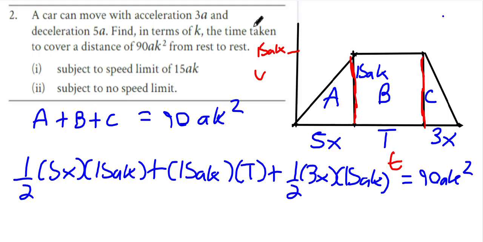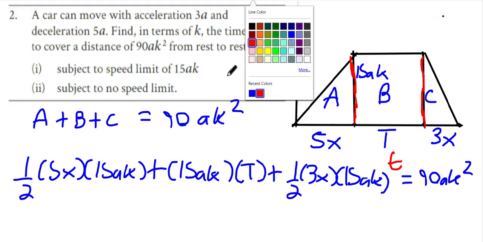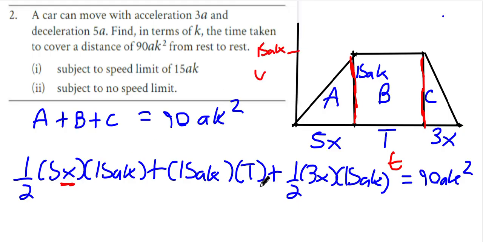Now, my problem is I have too many variables, and these x's and that t, they don't belong. They're not meant to be there. So I'm going to have to find a way to fix that. First thing I'm going to do is use my acceleration, my a value, to see what I can do. Now, think of a letter I haven't used yet. Everybody see angle M? What's tan M?